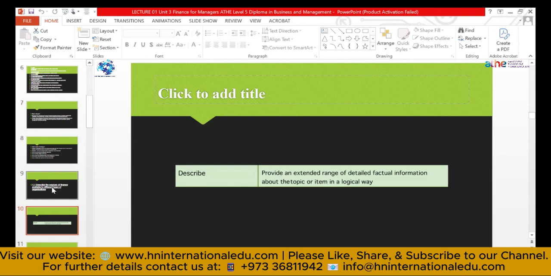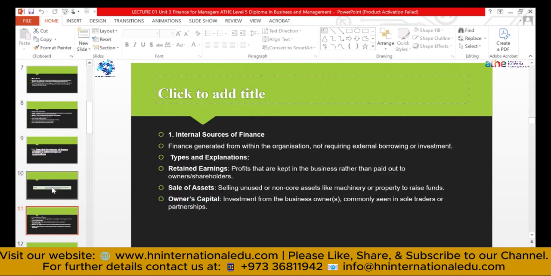I tried my best to add examples from Saudi again, just to make sure you can relate it with reality. The first is sources of finance. Basically, we are clear that finance, in short, is money in various forms. Then there are sources. Sometimes it's internal, sometimes external, sometimes short term, sometimes long term, and even primary and secondary. There are so many types.